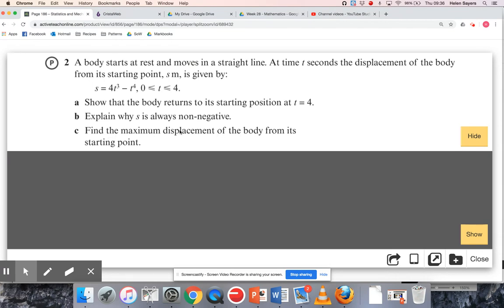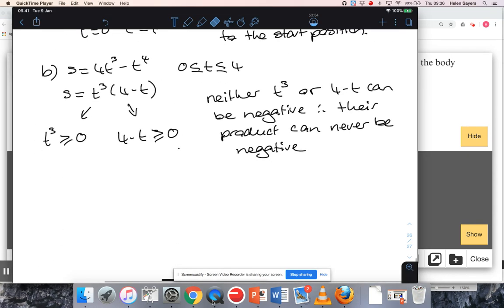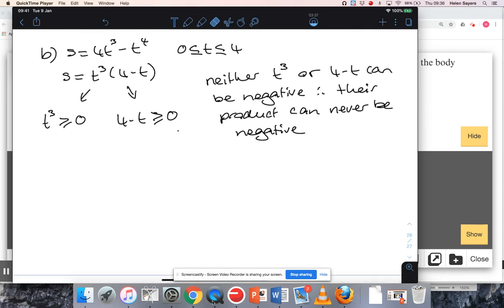Okay, and then find the maximum displacement of the body from its starting point. Okay, so in this type of question, whenever they start talking about maximums or minimums, that will be to do with stationary points, the same as it did in your core maths. So, if I'm thinking about stationary points, I'm thinking about differentiating. So if I want to differentiate, I want to go back to the expanded version. So if I differentiate that, I get 12t squared minus 4t cubed. Okay, so both the maximum and minimum displacements will be stationary points.